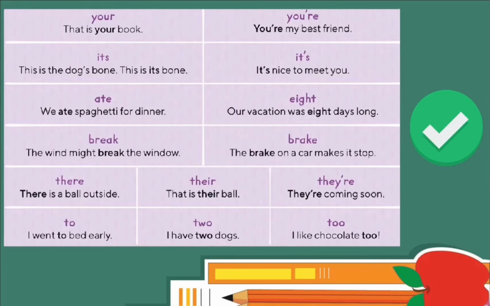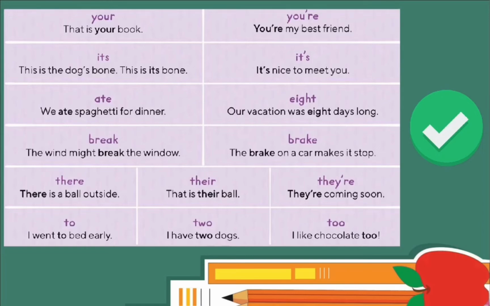Ate. We ate spaghetti for dinner. Ate as in the past of eat. Eight. Our vacation was 8 days long. Eight as the number 8. Break. The wind might break the window. Break means to separate into pieces. Brake. The brake on a car makes it stop. Brake means to slow down, to make a car slow down.